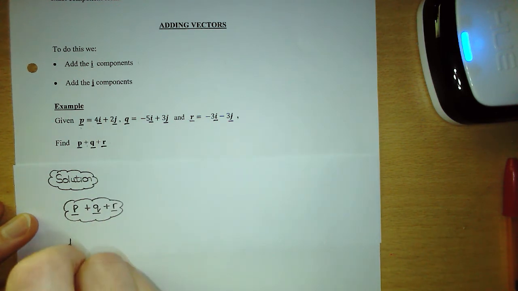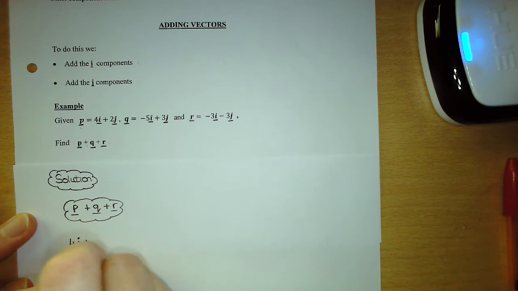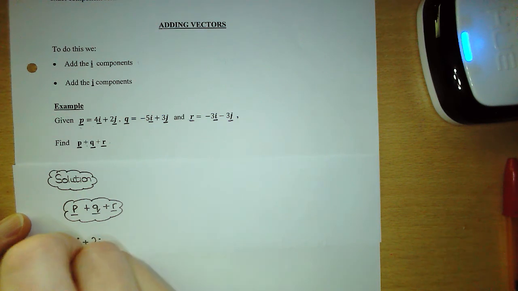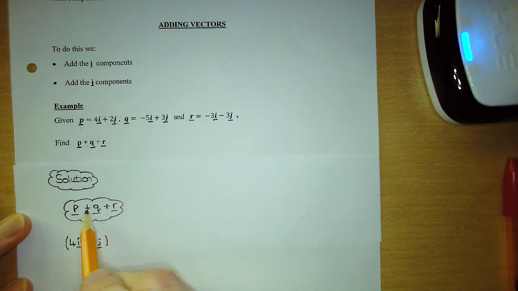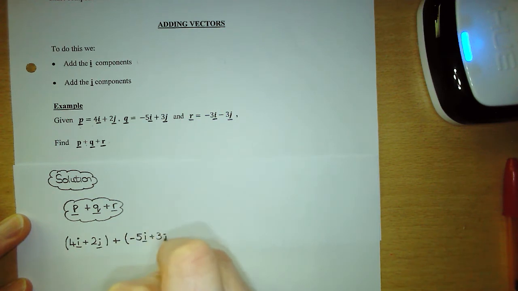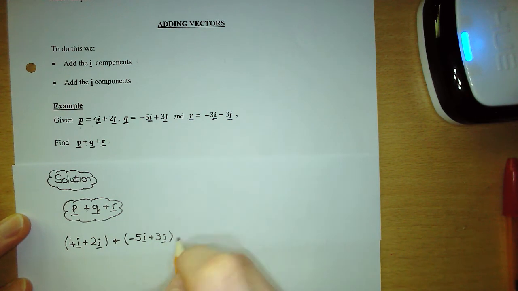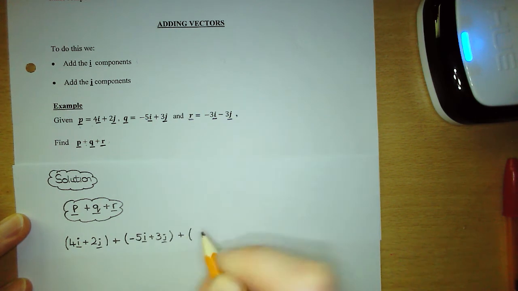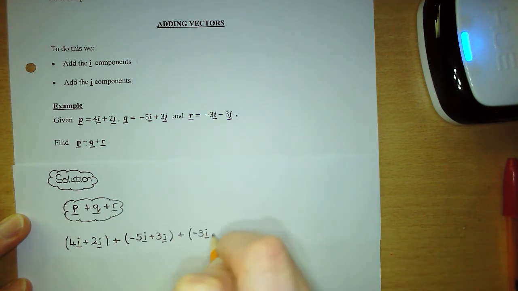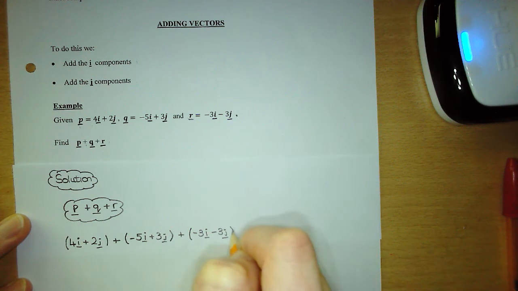So vector p is 4i plus 2j. I'm going to put brackets around the i and j components because they both belong to vector p. So we're keeping those together. Then we copy down our plus and repeat for vector q. So replace it with minus 5i plus 3j and put it in brackets. Then we copy down our plus, and again we put vector r in brackets, so its i and j components are minus 3i minus 3j, close brackets.